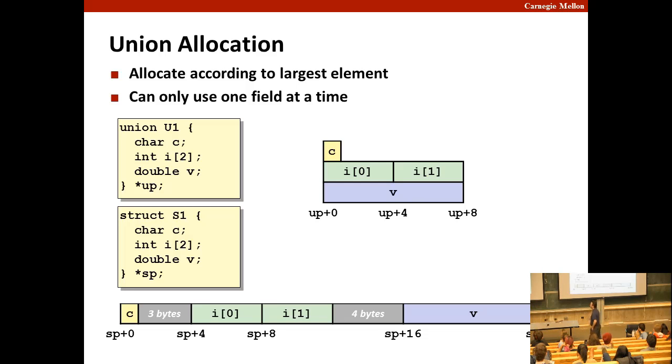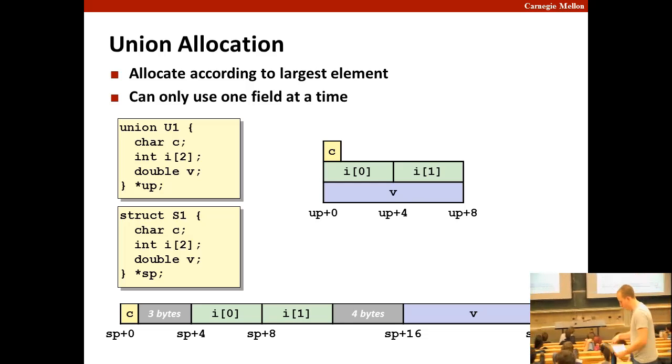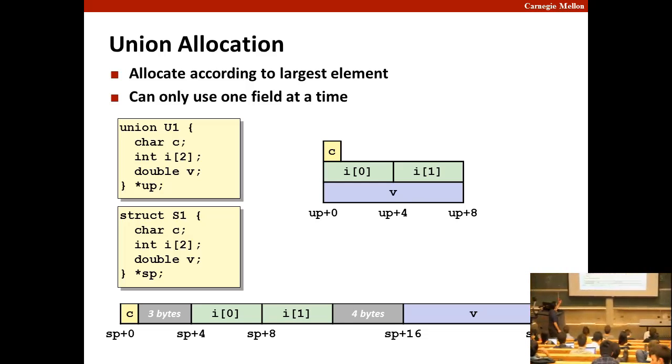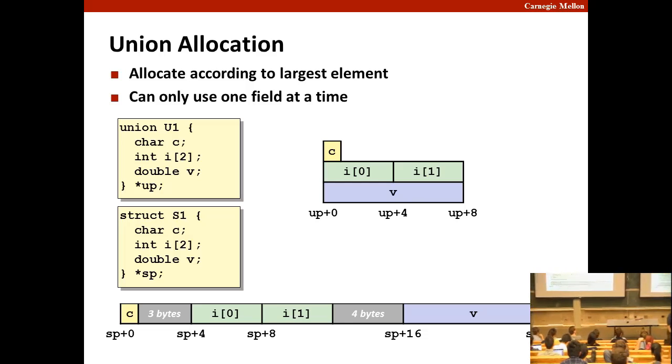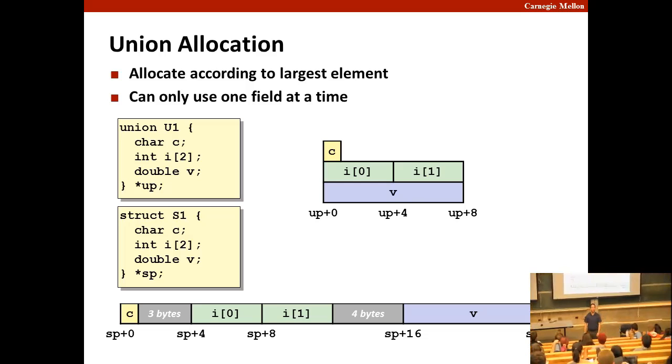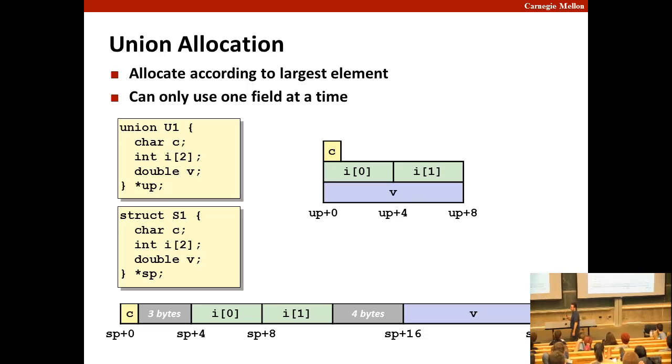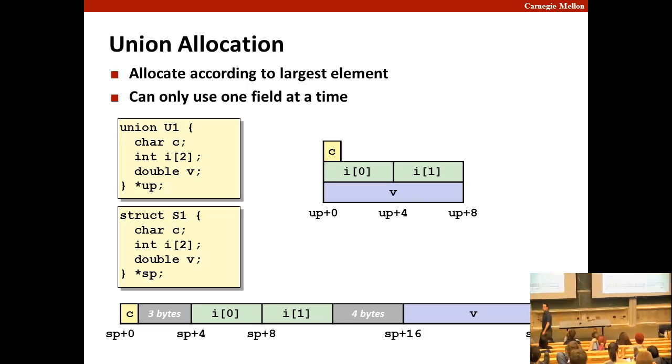A char is 1 byte. An integer, let's say, is 4 bytes, so 2 of them is 8. Or a double is 8. So this has to be big enough to hold something that's 1 byte, or something that's 8 bytes. So it has to be at least 8 bytes large. Does that make sense? Now, since it's only holding one at a time, it doesn't need to be more than 8 bytes large.